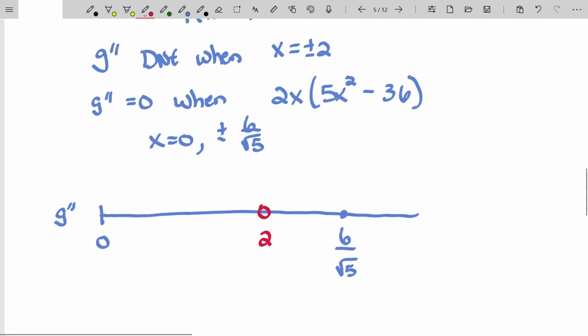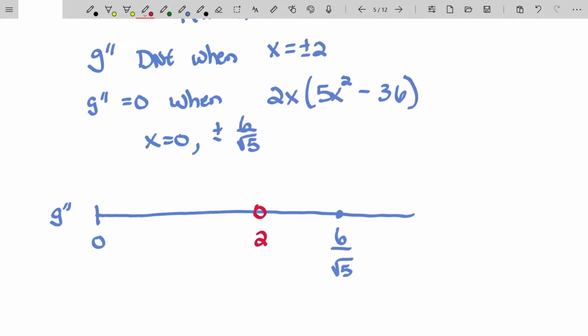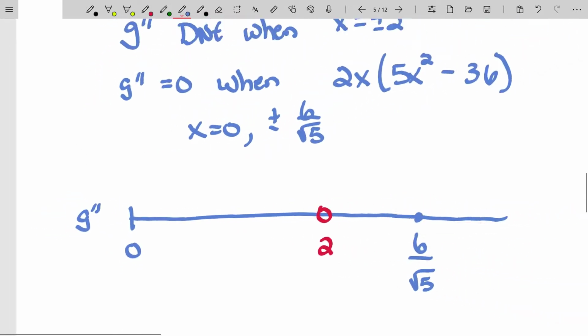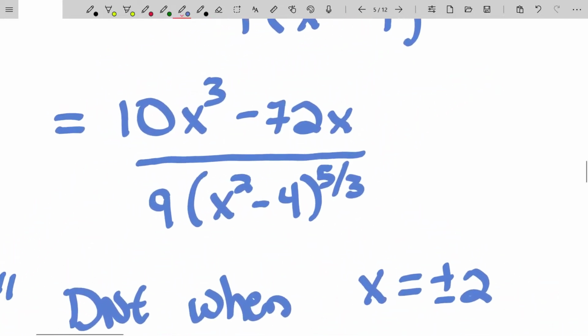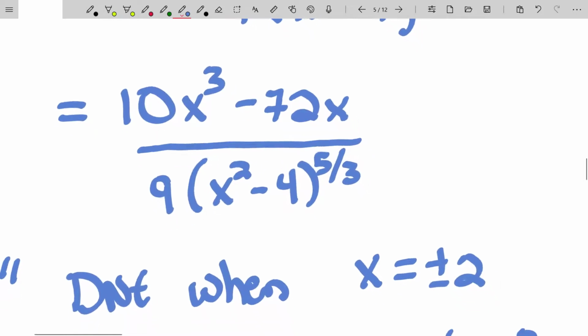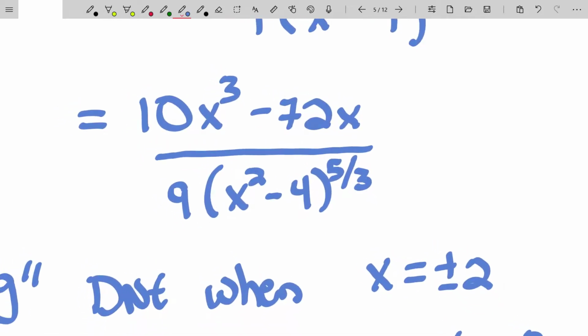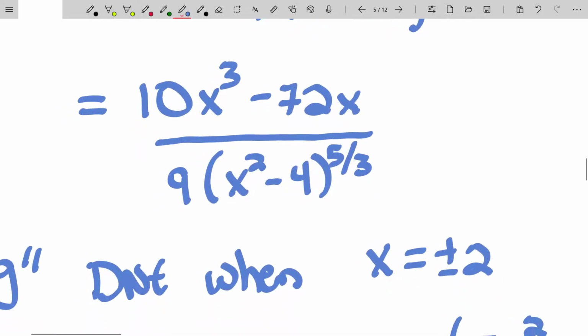And I do want to mention here, it's very, very common for students to forget to plot on this number line where the derivative doesn't exist. You want to include that information because if you don't, your graph is likely going to be really, really wrong. So let's grab a number between 0 and 2. 1 is a perfectly fine number, and we'll plug it into this second derivative. Plugging 1 in, you get 10 minus 72, which is negative.